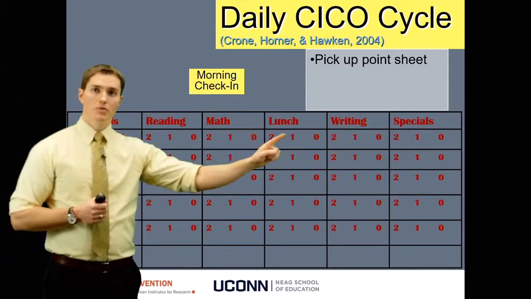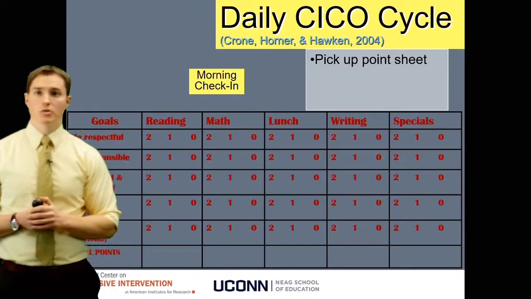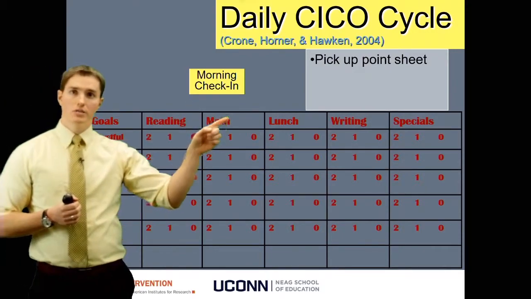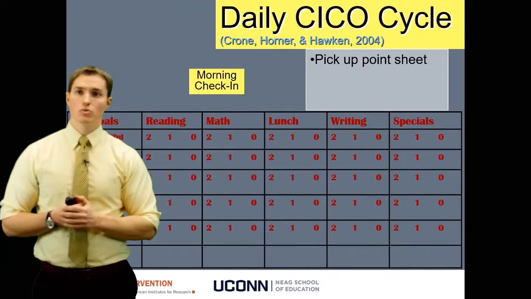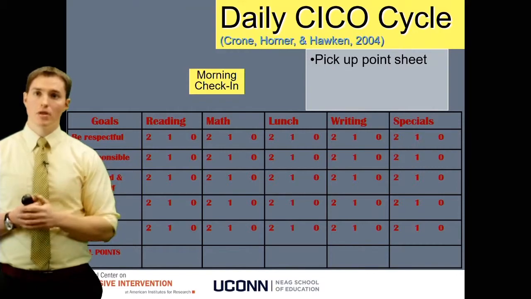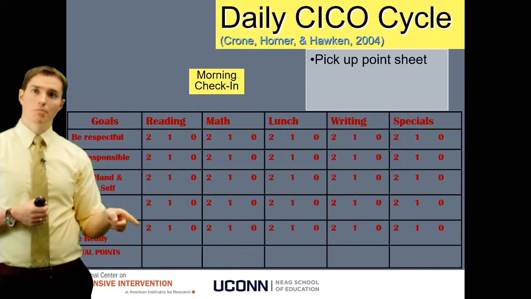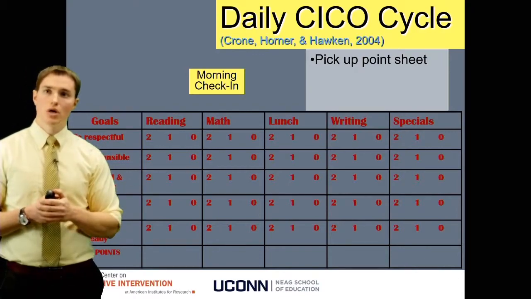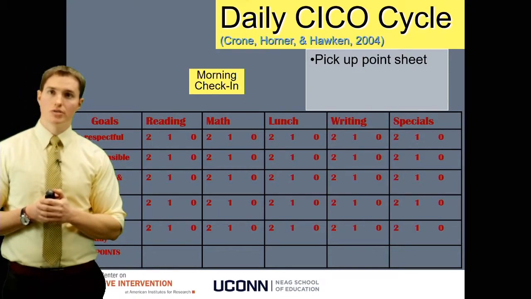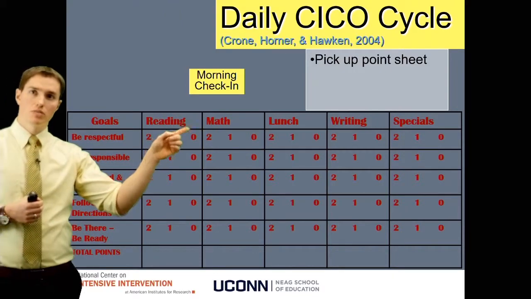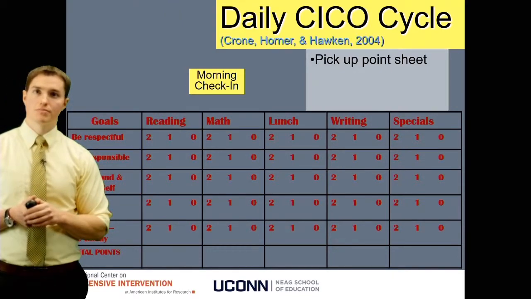Along the top row, what you'll see are the different routines from across the day. You would fill in these boxes in your classroom depending on the schedule that your students see each day with you. Within each box, you then have a point structure. Depending on the age and the context of your students, you can adjust the point structure to meet your needs. In this example, we have a simple 0, 1, 2 point structure.